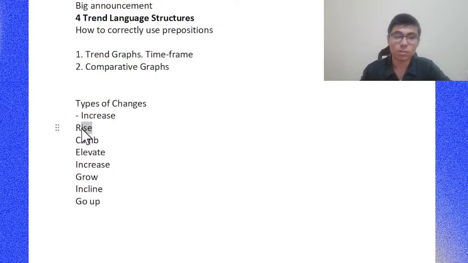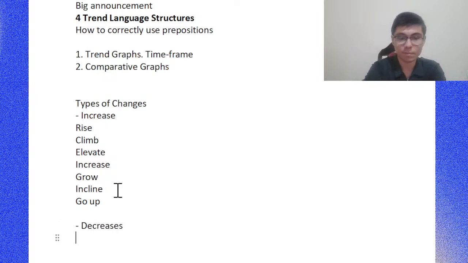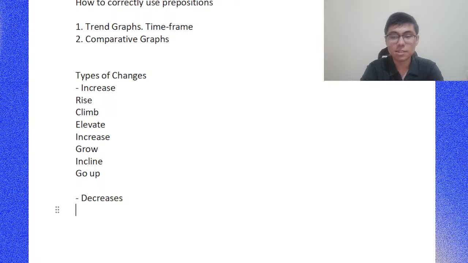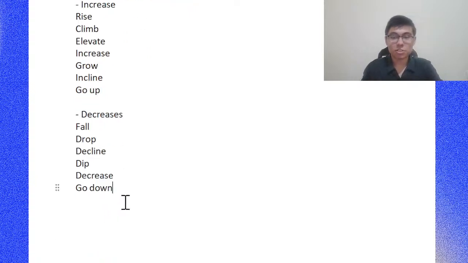These are all verbs for increases, and there's also a noun form of them. For example, rise would be rise, elevate would be elevation, grow would be growth. You really need to understand them as well. And we also have decreases. For decreases, we have fall, drop, decline, dip, decrease, and go down.